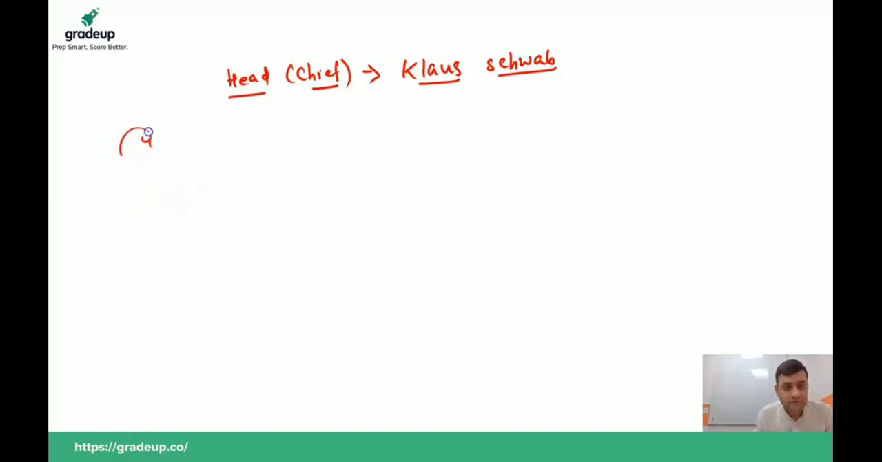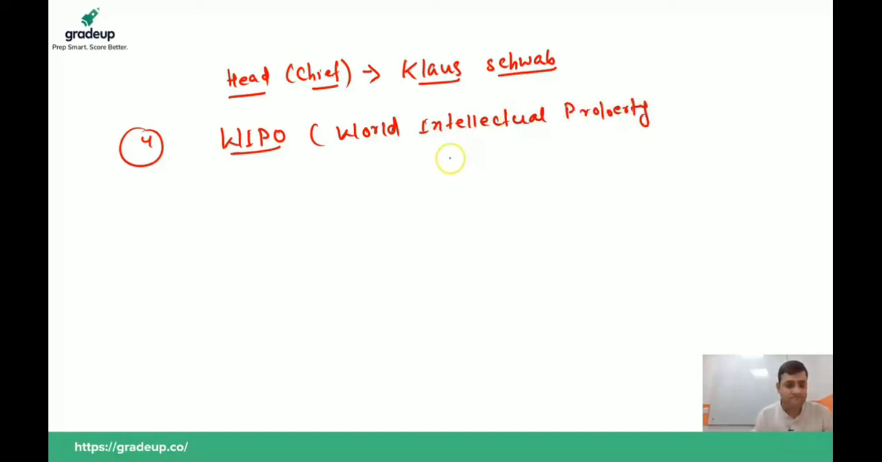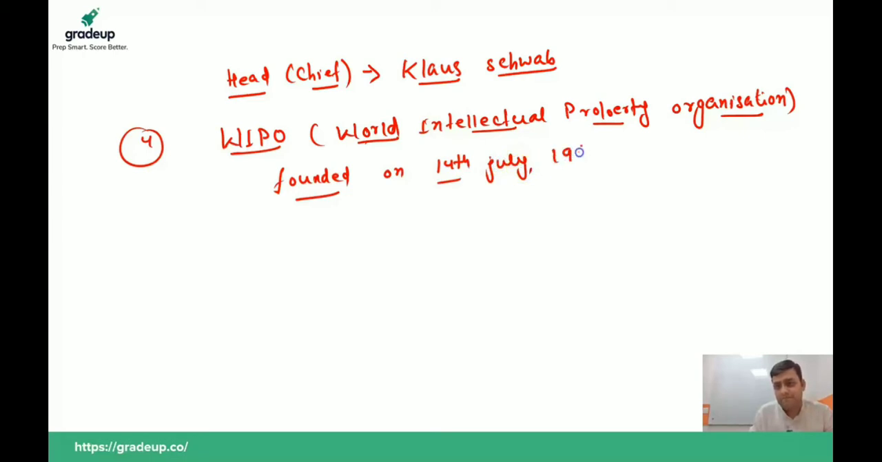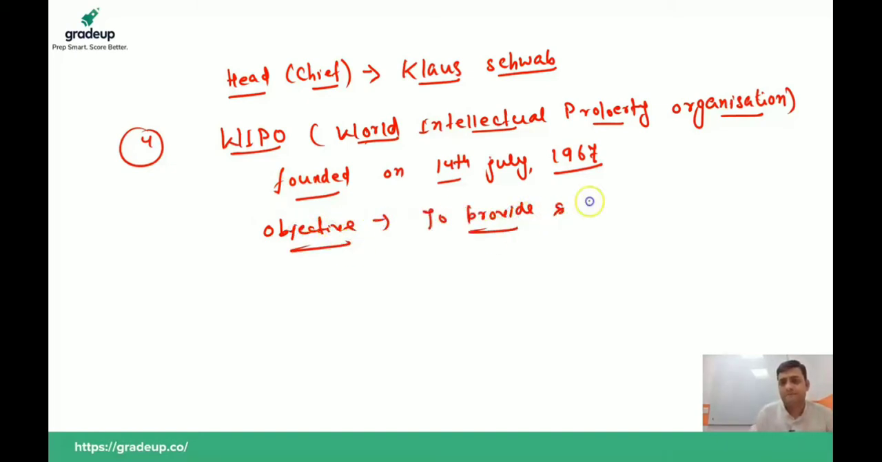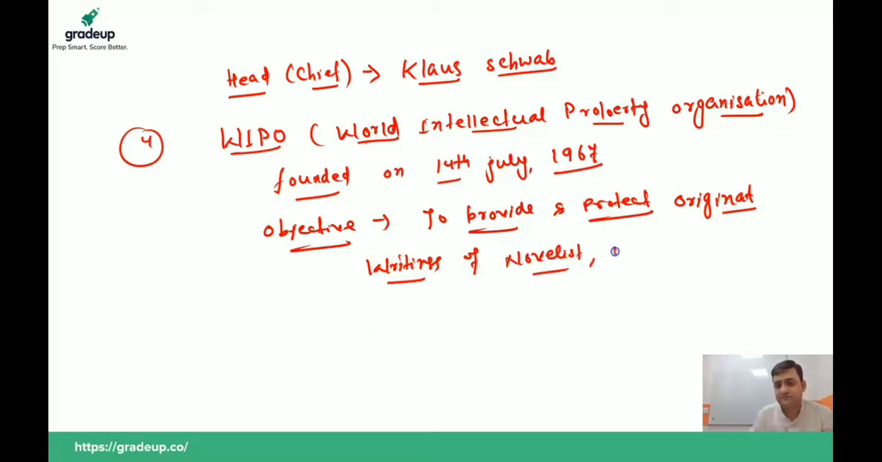Then we have the next one, WIPO, the World Intellectual Property Organization. Remember, this organization was founded on 14th July 1967. Its objective is to provide and protect original writings of novelists, discoveries of scientists, and compositions of music directors.